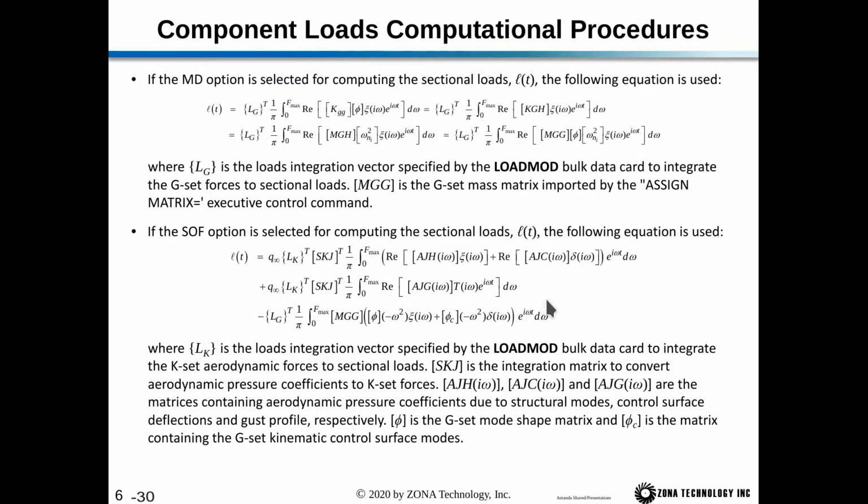So the LK is the loads integration vector specified by the load mod card, and this is through the pan LST field of the load mod card. That defines the boxes which define the load. So that integrates the K-set aerodynamic forces to sectional loads. SKJ is the integration matrix to convert the aerodynamic pressure coefficients to K-set forces, and then AJH, AJC, and AJG are the matrices containing aerodynamic pressure coefficients due to the structure modes, control surface modes, and gust profile. And of course, phi is the G-set mode matrix, and phi C is the matrix containing the G-set kinematic control surface modes. And then we do still have the inertia loads computed lastly here. So that goes through the LG. So we integrate along the grids, the structure grids.